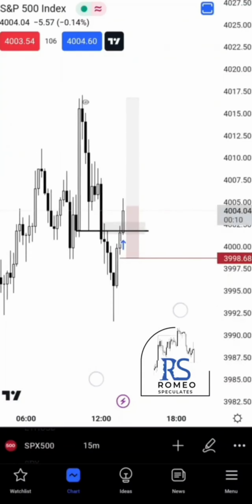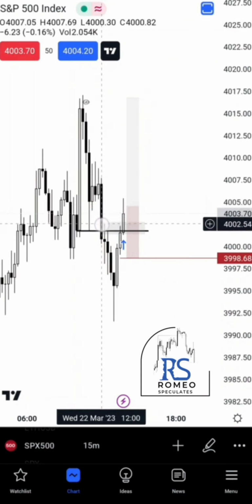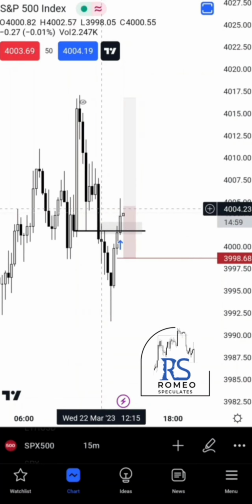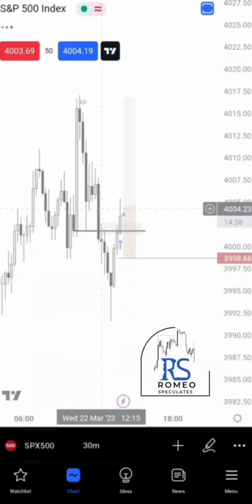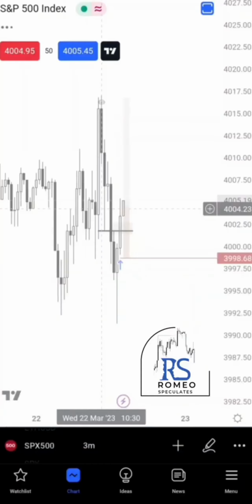15-minute chart. Disrespecting this 15-minute fair value gap at 12. So we're going to flip this into support. A 30-minute chart. All right, let's stay on the 3 minutes.